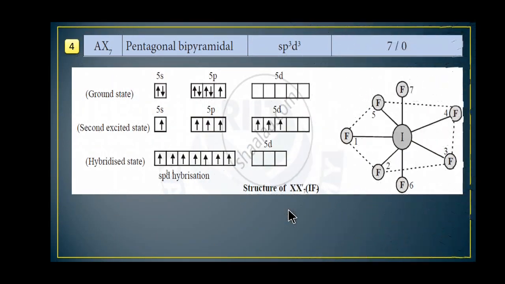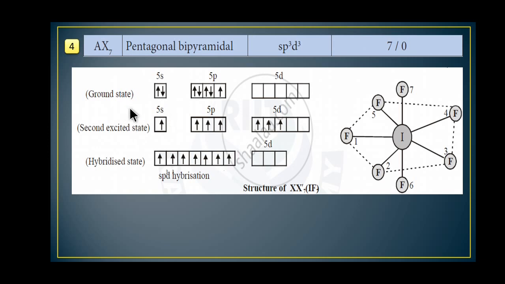the type AX7. Generally the structure of AX7 is pentagonal bipyramidal. The hybridization is sp3d3 hybridization. Here the bond pair is 7 but the lone pair is 0. Okay, lone pair is 0.